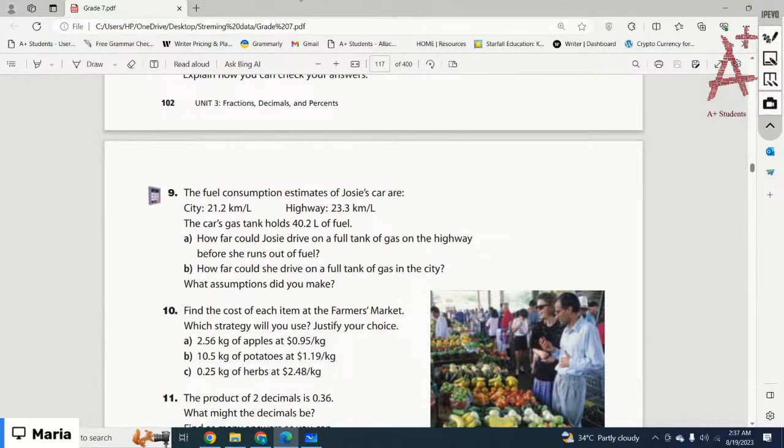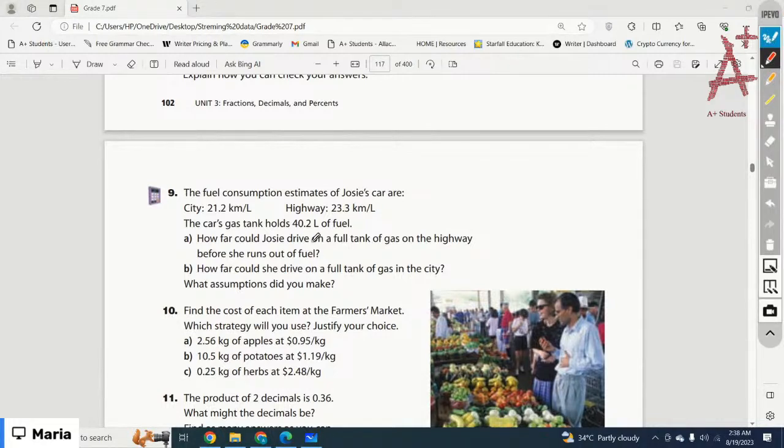2.56 times 0.95, that is 2.432. And you just have to multiply the per kg cost with the amount you needed. Then you have to do 10.5 times 1.19. When you multiply, that makes 12.495. Same thing you have to do with the other one, right?